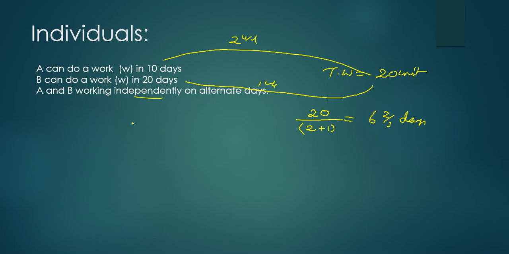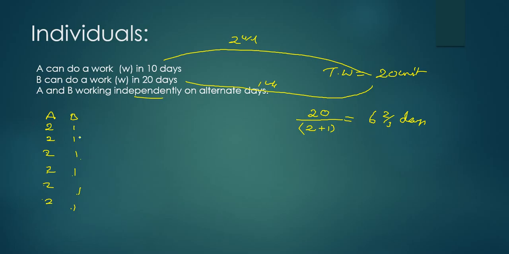What happens here? How to solve this question? Let us say A begins the work. A does 2 units on the first day. Similarly, B will do 1 unit on the second day. Similarly, A 2, B 1, A 2, B 1, A 2, B 1, A 2, B 1, A 2, B 1. So, how many days are over? 1, 2, 3, 4, 5, 6, 7, 8, 9, 10, 11, 12.